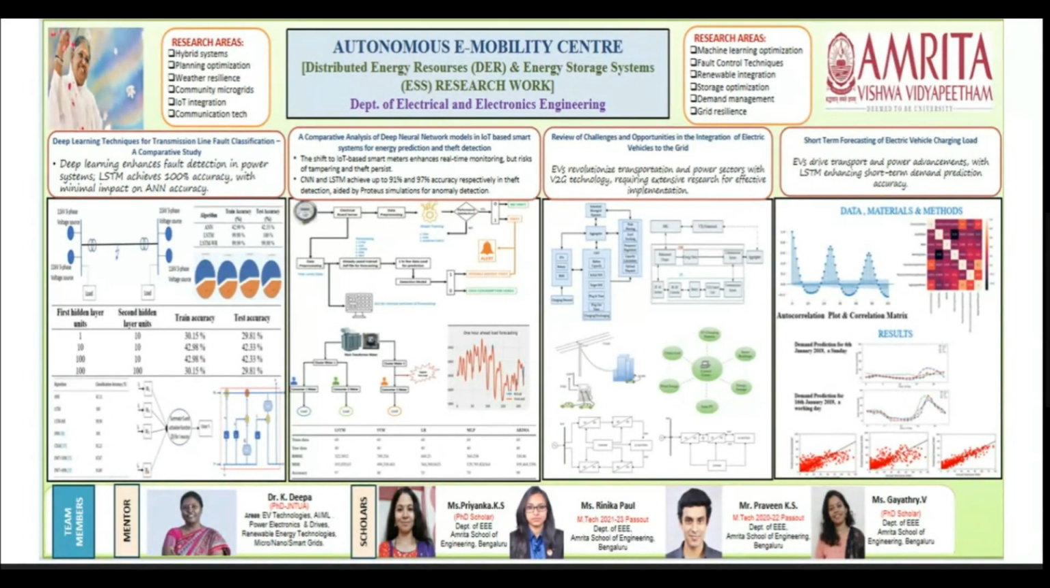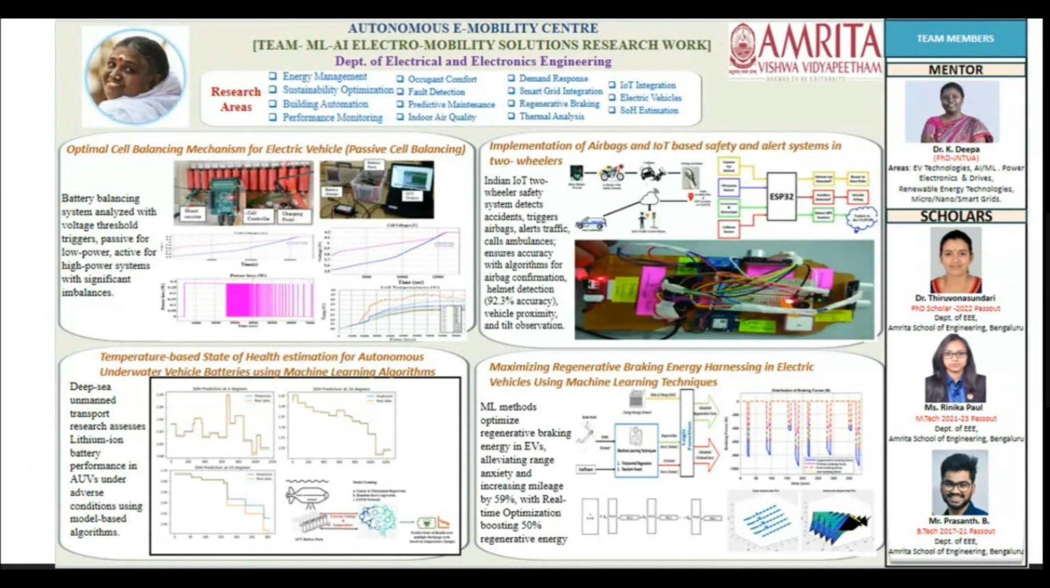The second one is deep neural network with IoT based smart systems for energy predictions and thefts, and the third one is the challenges electric vehicles are facing when connected to the grid. So these are some of the works with respect to the current smart grid topic of study.